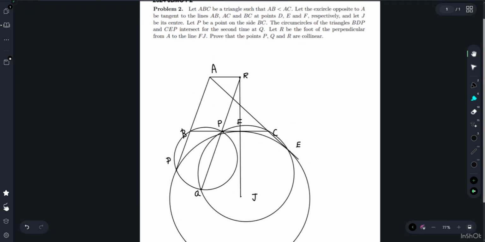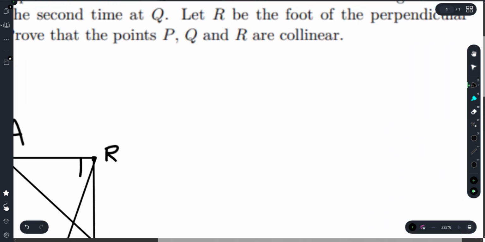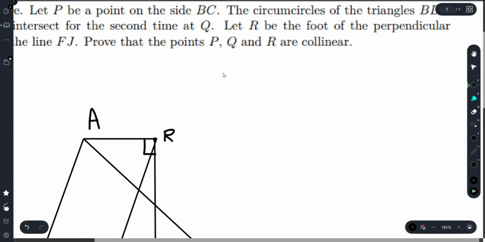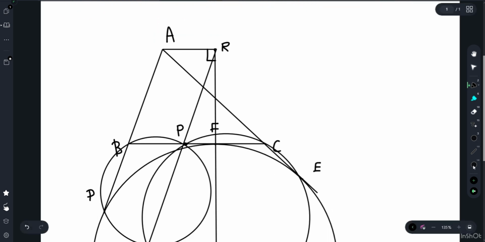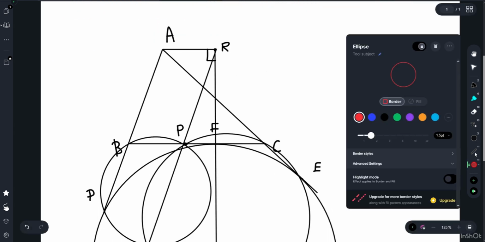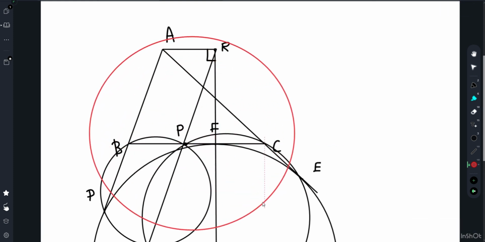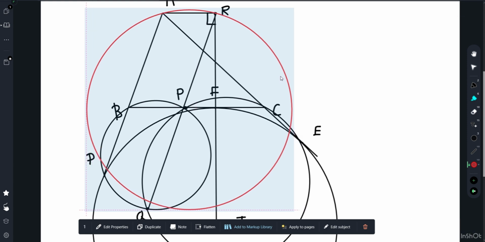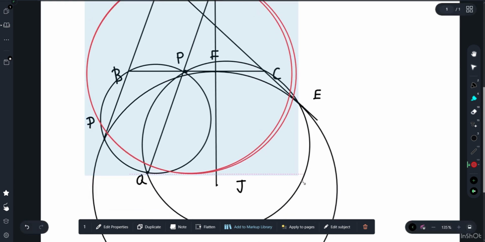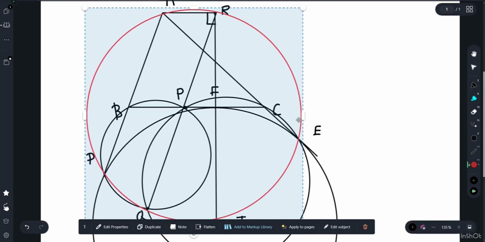So here's a diagram I've drawn. Let's indicate the right angle here. Our first observation is that this is a configuration of Miquel's theorem, which means that ADQE is cyclic. Something like this.